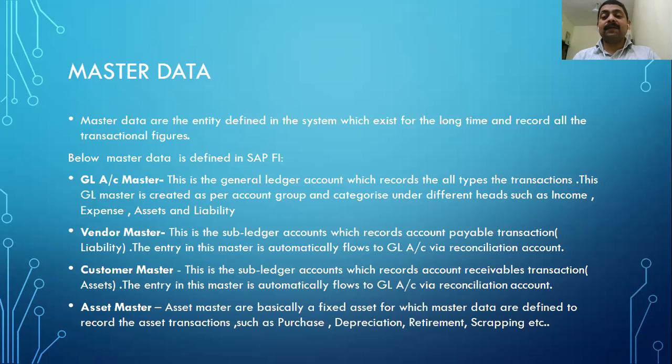This is nothing but the general ledger account which records all types of transactions. These GL accounts are created as per the account heads, which come under income, expense, asset, and liabilities. Vendor master is a sub-ledger account in which all the accounts payable transactions are captured. Customer masters are also a sub-ledger account where accounts receivable transactions are captured. The asset master is basically a fixed asset master which captures all asset related transactions like purchase, depreciation, retirement, and scrapping.